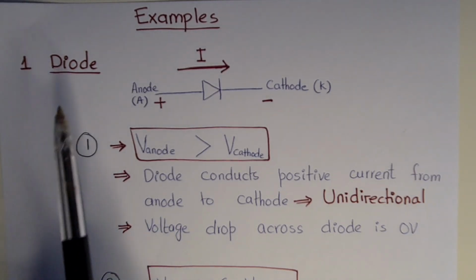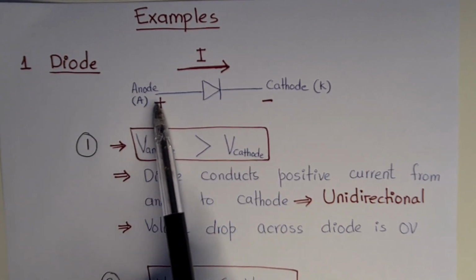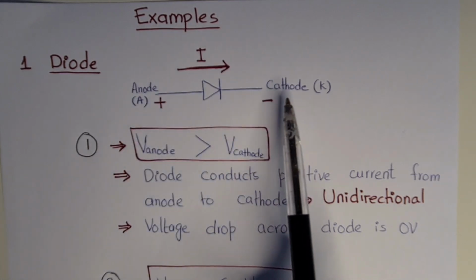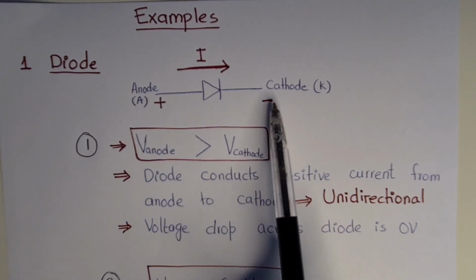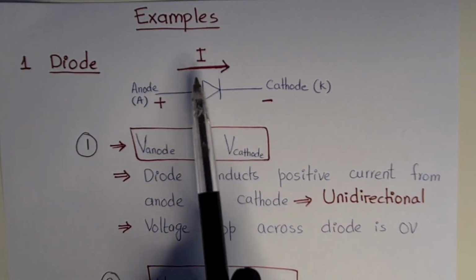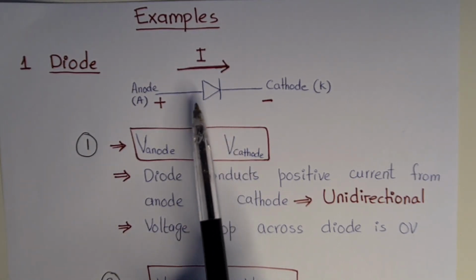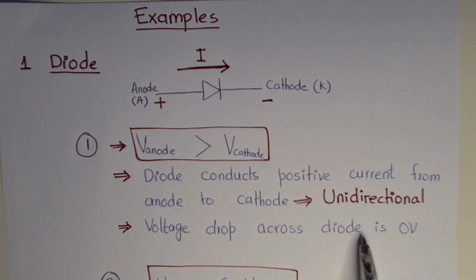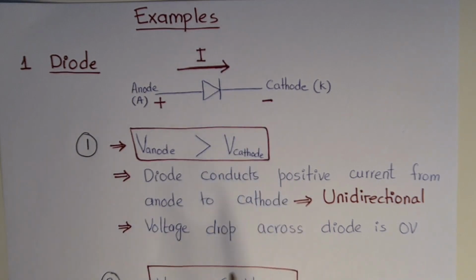So first of all, we have the diode. Here we have the diode symbol. This one is the anode terminal and this one is the cathode terminal. When anode terminal is greater than cathode terminal, then the diode conducts positive current. So this one is positive, this one is negative, and the diode is in the forward condition and it will conduct positive current. The voltage drop across the diode when it is conducting the current is 0 volts. So this one is unidirectional. It only allows the flow of current in one direction, which is positive.